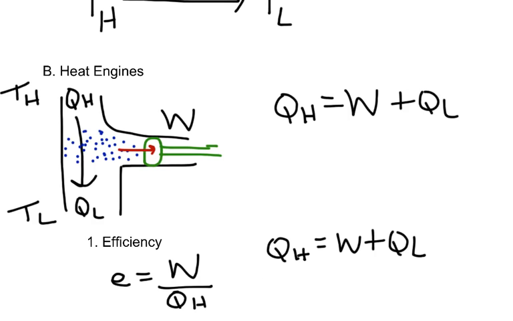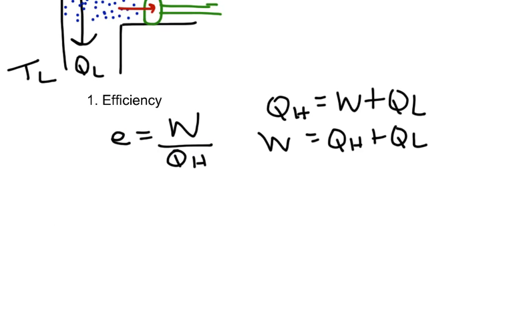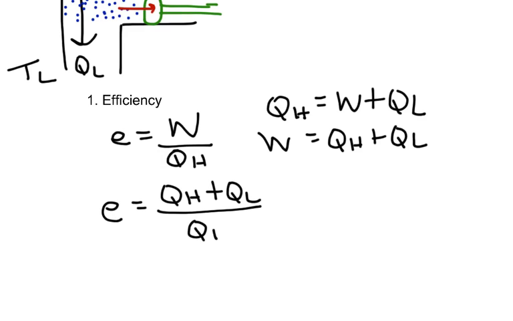Or we could say W, the work done, is equal to the heat at the high temperature plus the heat at the lower temperature, where Q_L is the heat leaving, taken as negative. We can then plug this in for work, so my efficiency is equal to the heat at the high plus the heat at the low over the heat at the high. We can also write that as 1 plus Q_L over Q_H. And so these are the formulas we can use for the efficiency of any real engine.